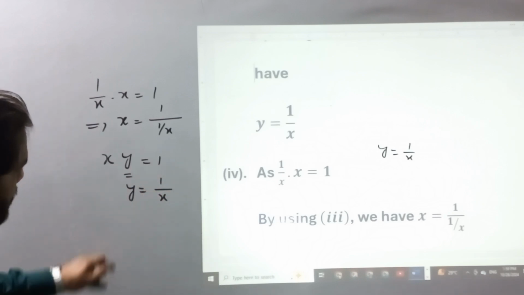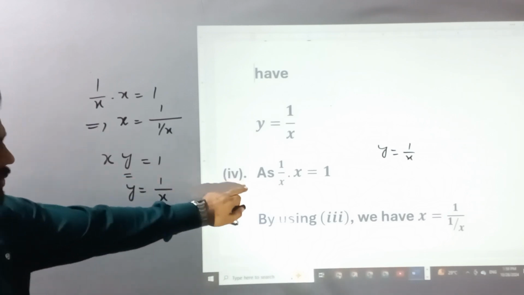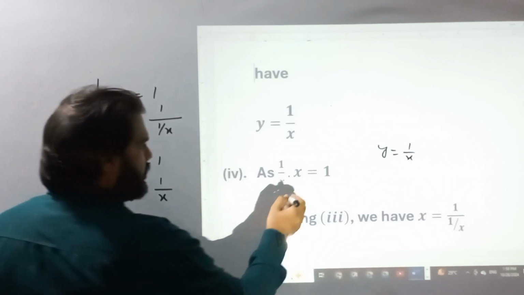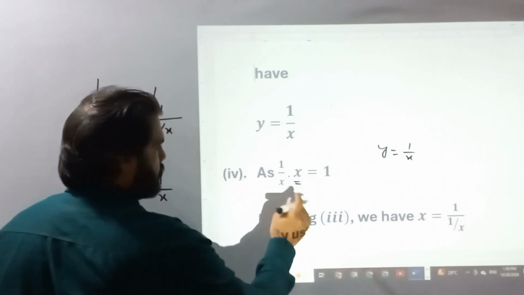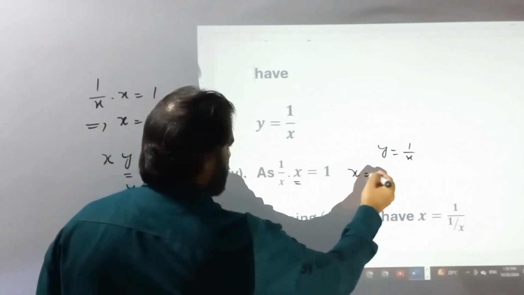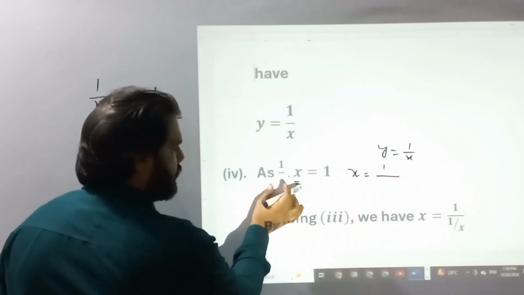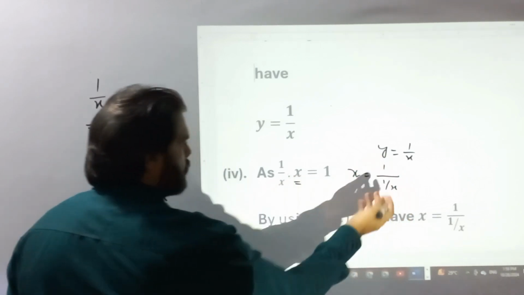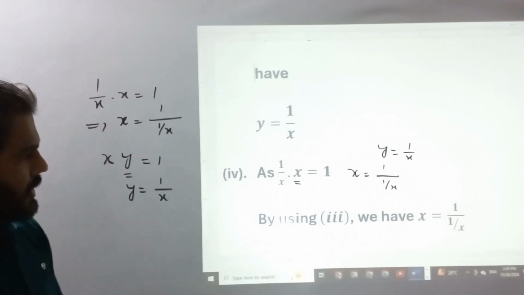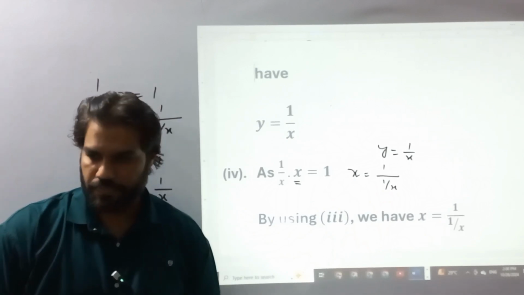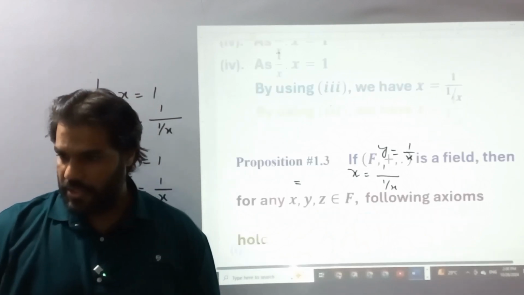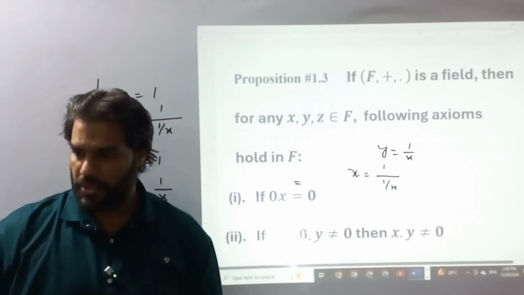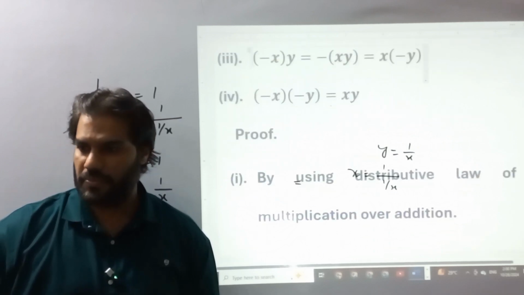If we apply this concept on the fourth property, taking this as y, the second number, it can be written as the reciprocal of the first. Reciprocal means 1 over something, that is 1 over x. So by using property 3, we can show that x is equal to 1 over 1 over x. So these are the two propositions that we have discussed in this lecture.